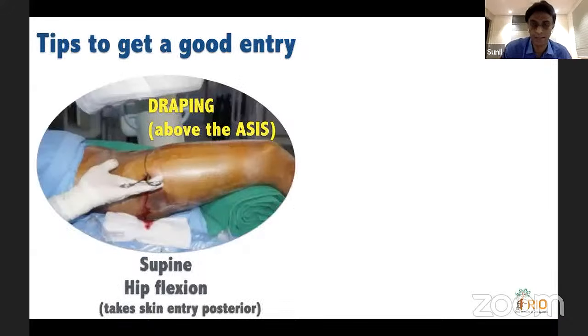So what are the tips to get a good entry? If you're doing it supine, make sure you have some kind of hip flexion, so that the entry point is translated posteriorly, where the flare of your iliac crest will not interfere and make it difficult. So have some kind of hip flexion. If you are doing it on a fracture table or a regular table, have some kind of hip flexion, which will definitely help a lot.